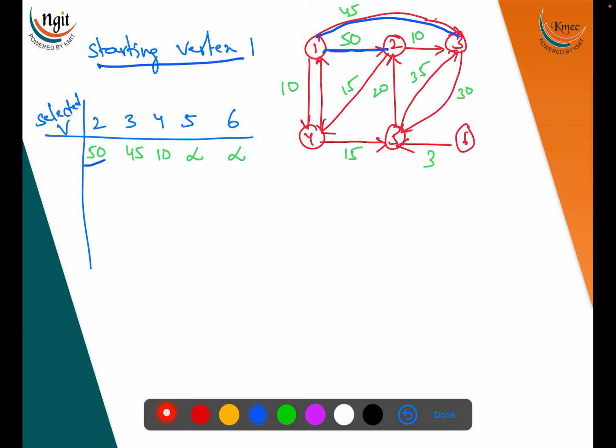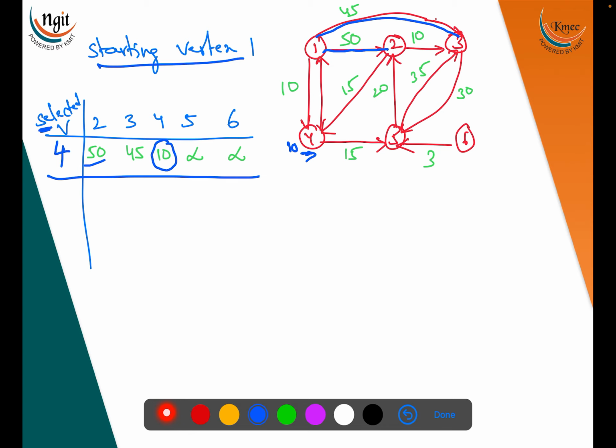Now which path are you selecting? Among all these, which has the shortest path? 10 has the shortest path. Now I am selecting 4. So we are at vertex 4 now. So what is the cost at vertex 4? It is 10.